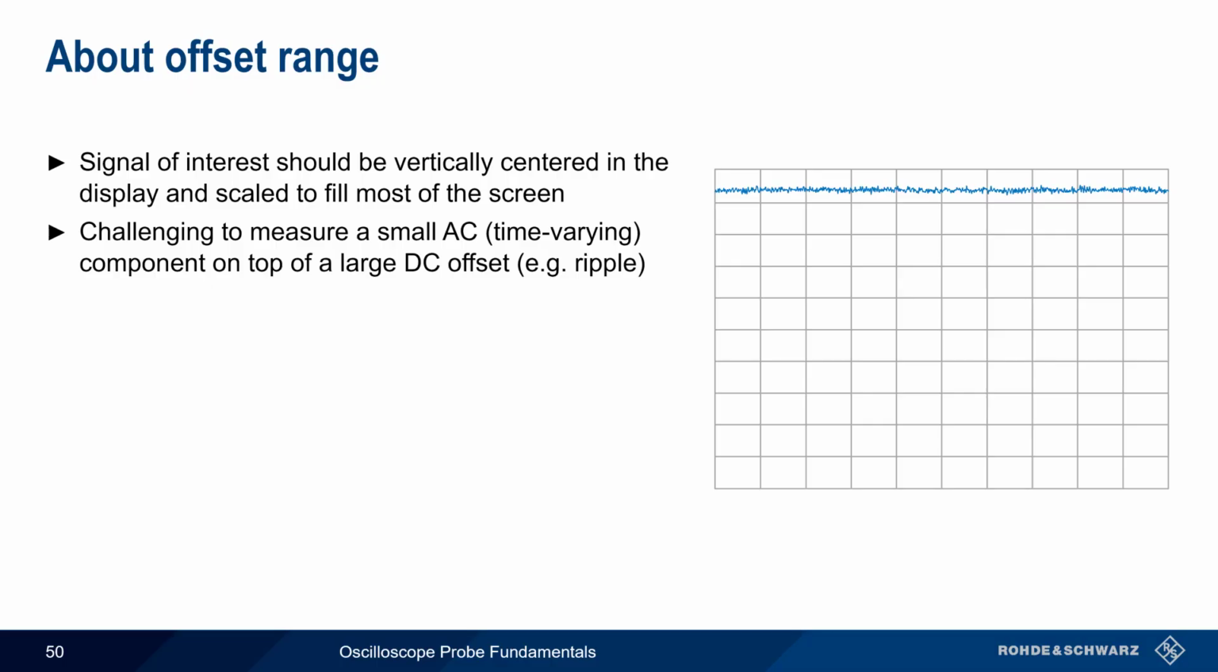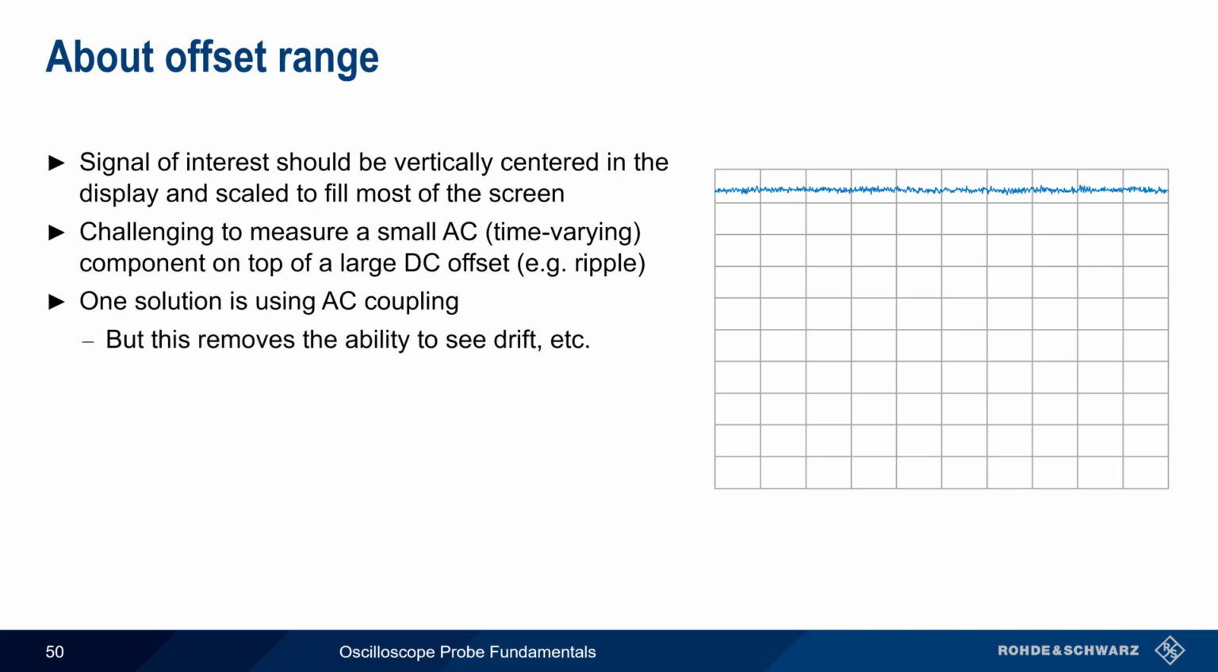For example, when measuring the amount of ripple on the output of a DC power supply. One solution is to enable AC coupling on the channel in order to remove or block the DC component. But this also removes the ability to see drift, etc.